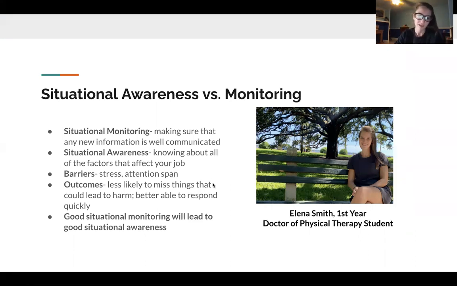Some barriers to this would be just kind of the fact that we can only hold so many things in our brain at any one time. And so we have to have systems in place to sort of combat that. And then outcomes of doing this well would be that we'd be less likely to miss things that could potentially harm patients and then better able to respond to things quickly.